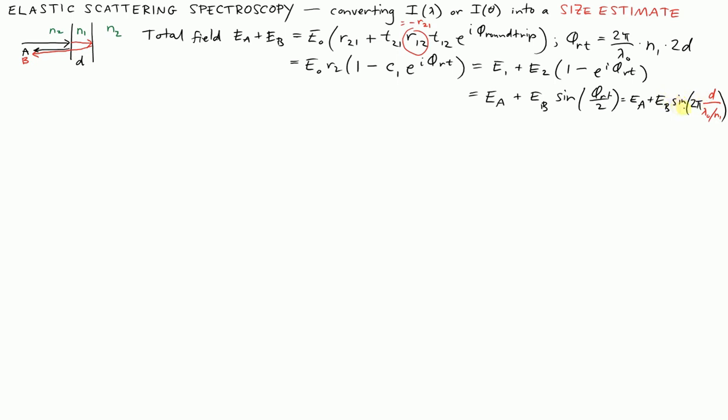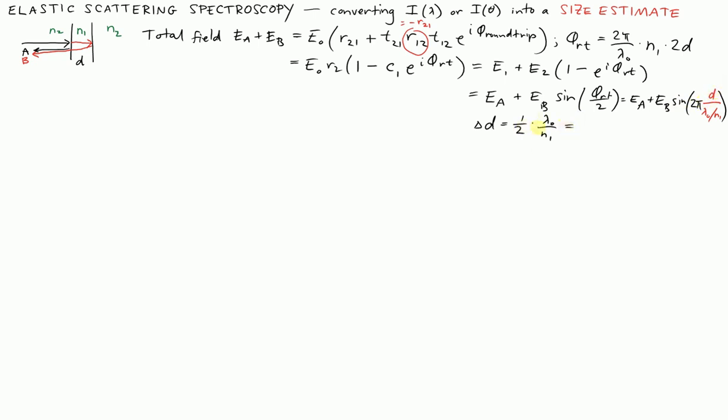So what that means is that I can see a big change in this second term over here. It goes from an extreme value to a null value for delta d of 1/2 this value of lambda naught over n1. So again, if d over n1 is an integer and I add this amount here to d, I will take the sine from being a null to being an extremum.